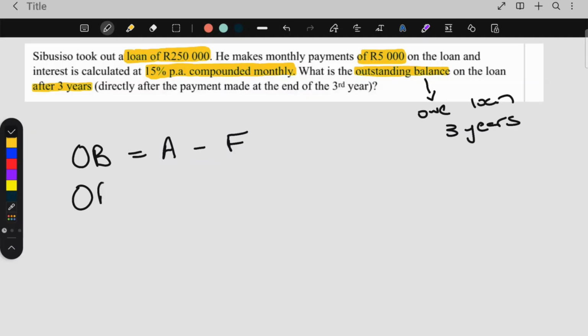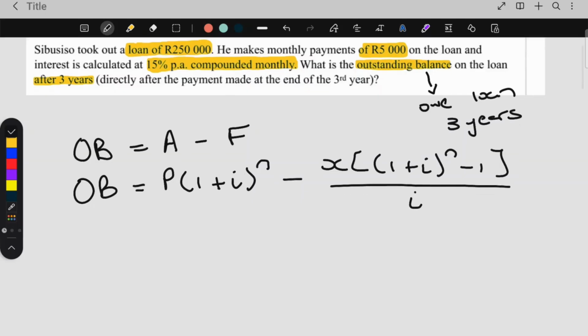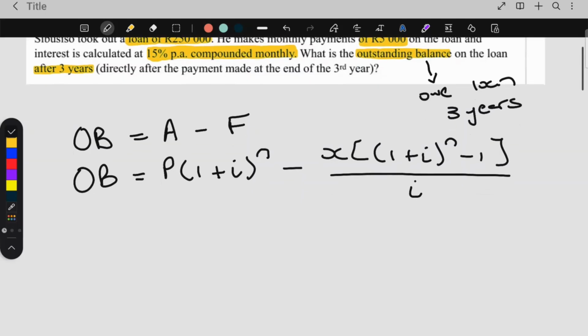So I'm going to write my A down. A is this formula, and this is minus this F formula. So there's the F formula. A minus F will give you your outstanding balance at a specific time. So the question is, what is the outstanding balance after 3 years?